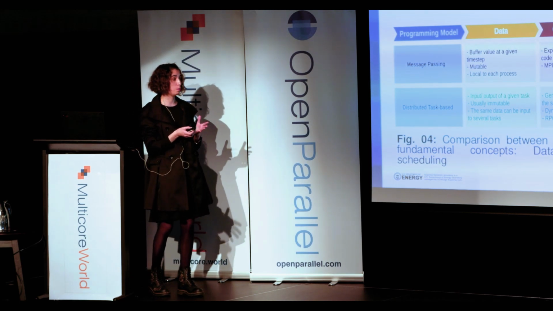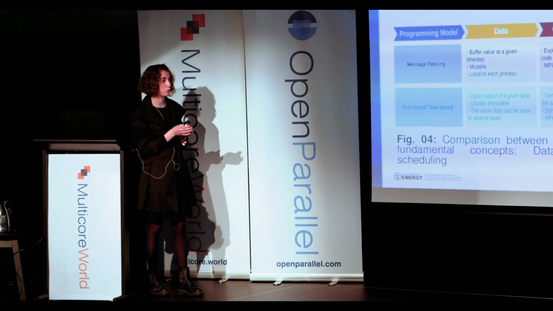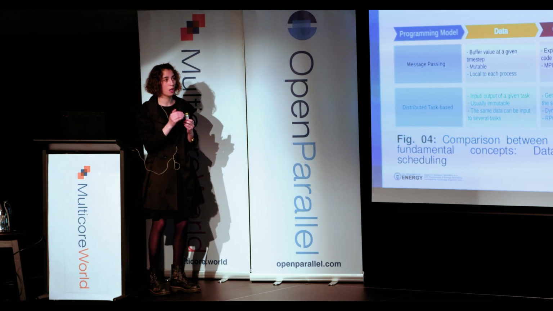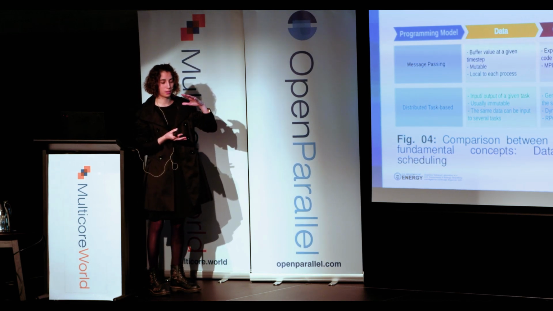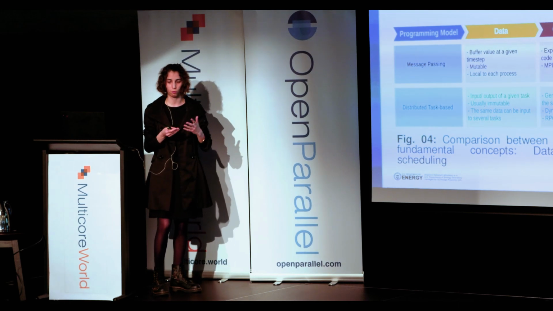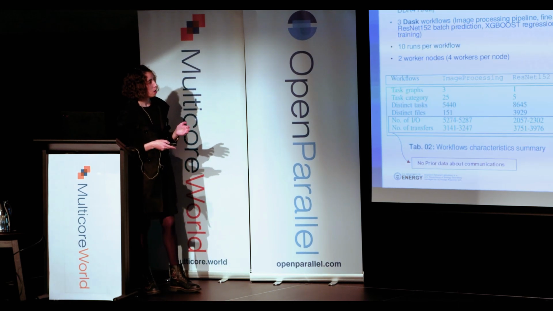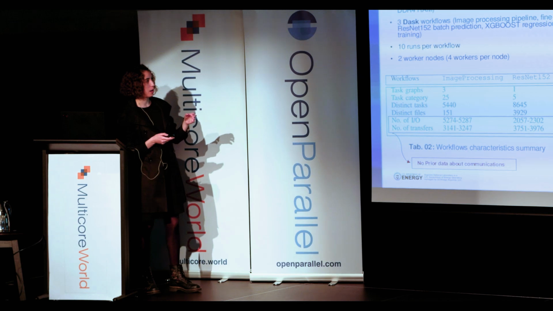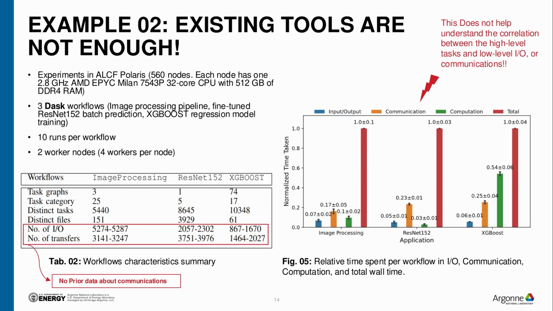So the traditional performance tools are not tailored to capture task-level data and then correlate this task-level data with low-level data so that we understand which task is being an issue. Yeah. So, here we have an example. We have three main workflows: an image processing workflow, a ResNet fine-tuning, and an XGBoost regression model. So the goal was just to study that.